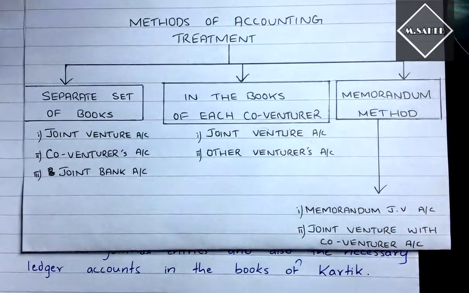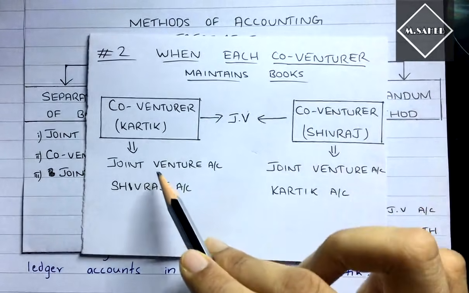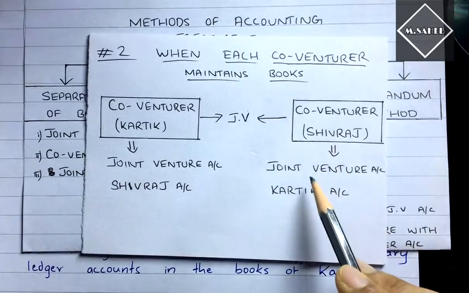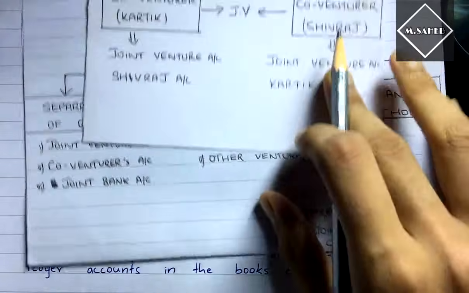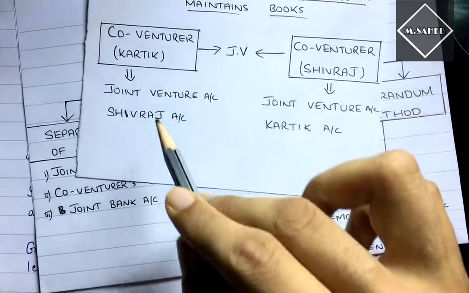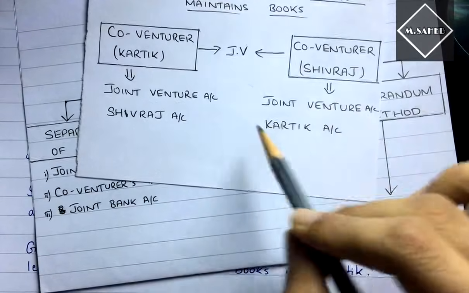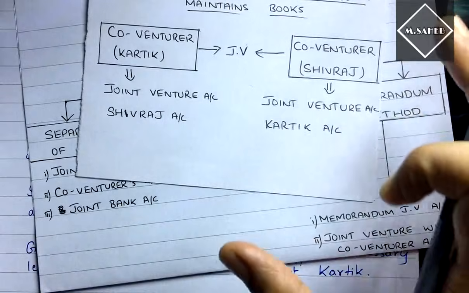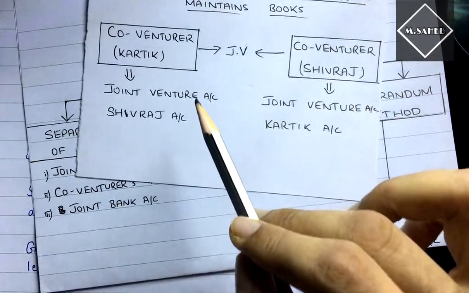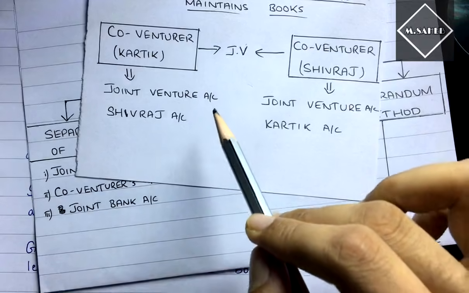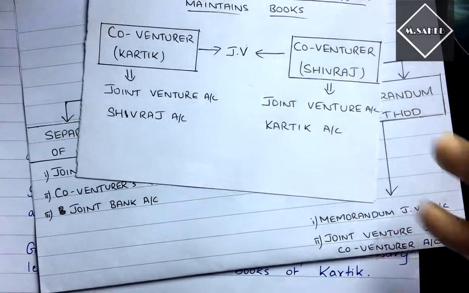See what I mean by this. Here there are two co-venturers, Karthik and Shivraj. Karthik will prepare a joint venture account, and Shivraj will also prepare a joint venture account. Then they will prepare the other co-venturer's account: Shivraj will prepare Karthik's account and Karthik will prepare Shivraj's account, because they have to keep track of each other. So this is what is meant by each co-venturer maintaining books. To prepare the joint venture account, the rule is the same: debit all the expenses and credit all the revenues. We will see this. Now let's solve this problem, prepare the journal entries, and then we'll see the ledger accounts.